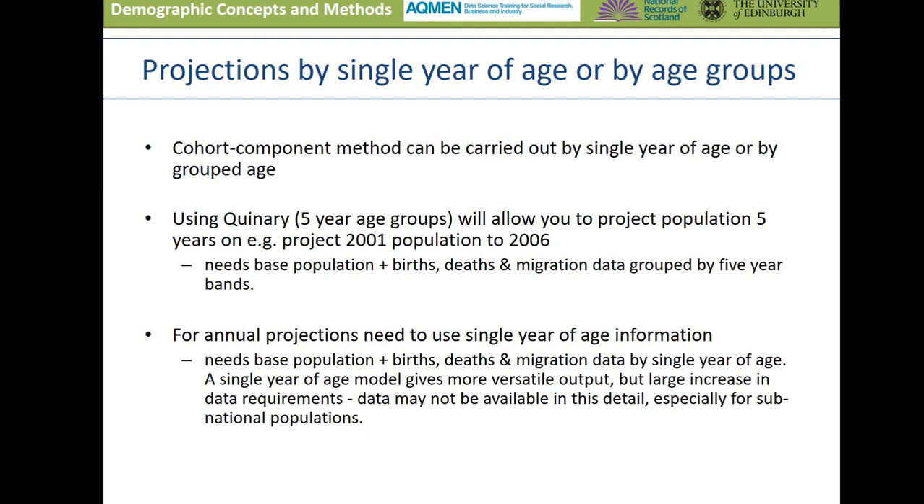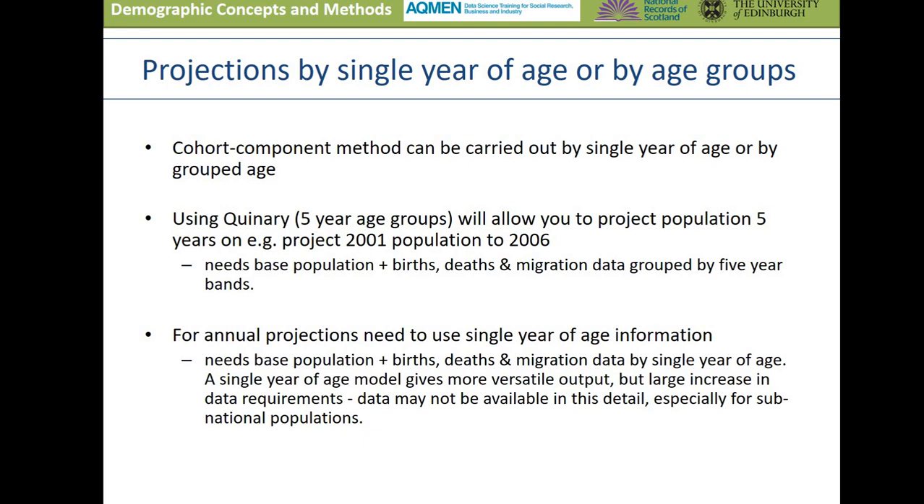The cohort component methodology can be carried out in different ways. It certainly requires age detail, but it can be carried out by single year of age or by grouped ages. If we are using 5-year age bands, then we will be producing projections 5 years on. So, for example, projecting the population between 2001 and 2006. So this requires us to have births, deaths, and migration data grouped by 5-year age bands.